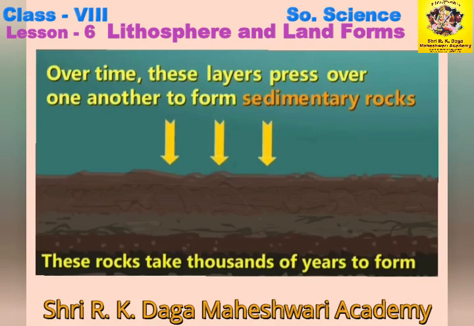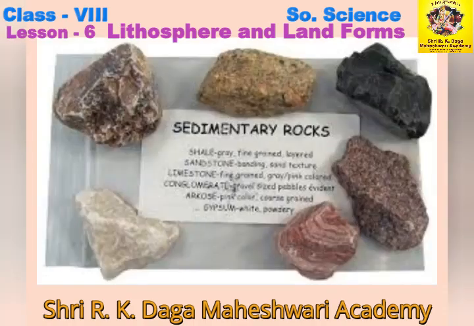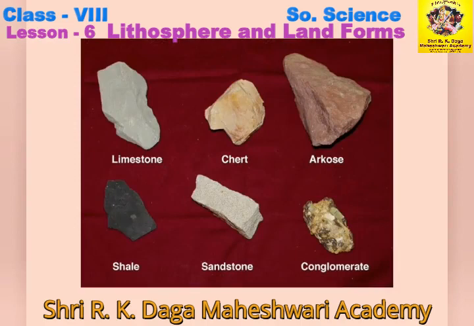Generally, sedimentary rocks are soft and easily breakable. These rocks are widely found. They cover about 75% of the total land area of the earth. Some examples of sedimentary rocks are sandstone, limestone, conglomerate and shale.